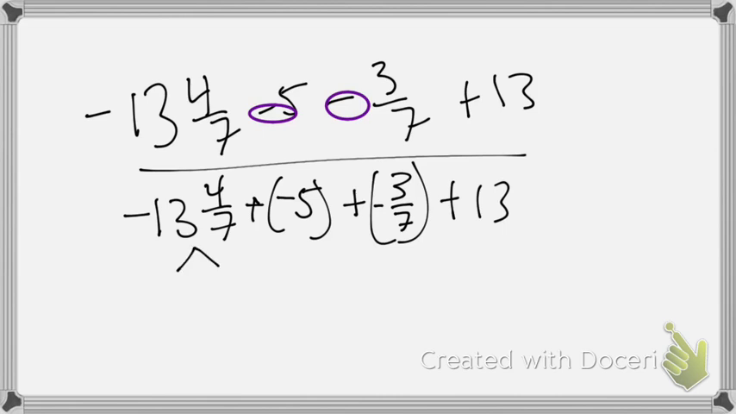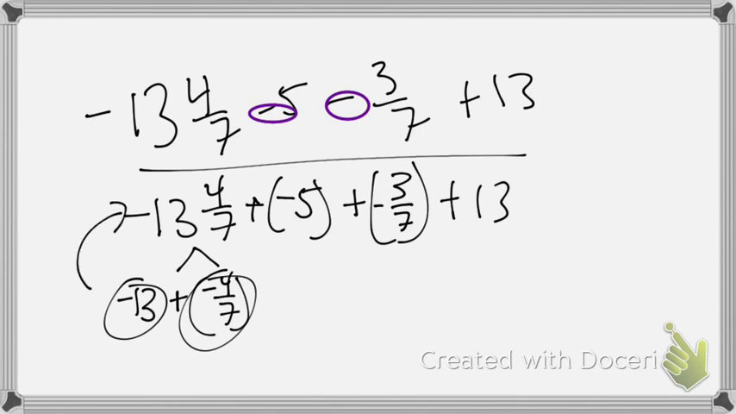Next, I'm going to split this apart. Some of you guys didn't do that. That's okay. But remember, when you split it apart, they're both negative, right? Because negative 13 plus negative 4/7 becomes negative 13 4/7. So a few of you guys kept that 4/7 as positive, and that was the reason you guys got your answer wrong.